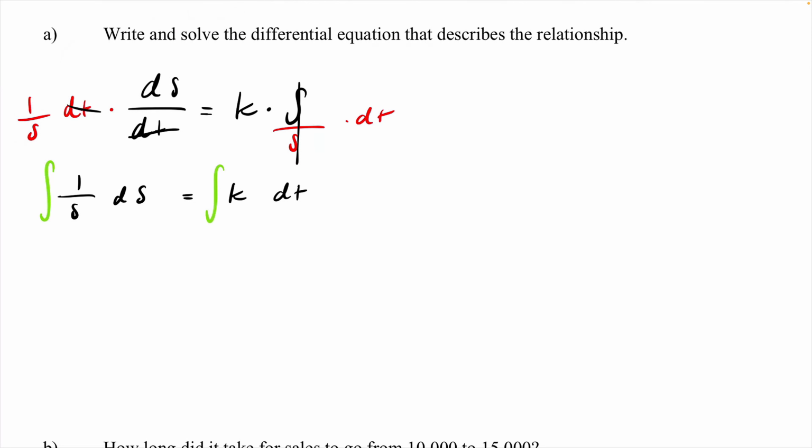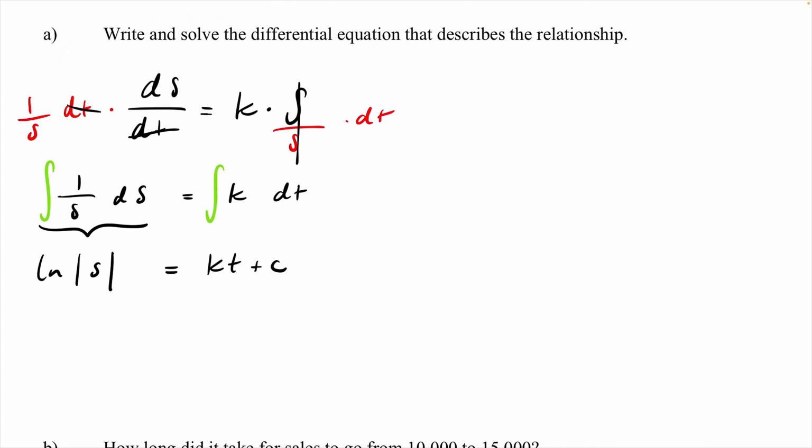Okay, so the antiderivative, 1 over S, is natural log of S. I should put bars. Actually, sales will always be positive, so bars aren't that important for this problem. Because you can't have negative sales. Either you sell or you don't. So the lowest sales could be a 0, right? And then the antiderivative of the other side would be kt plus c, lowercase c.